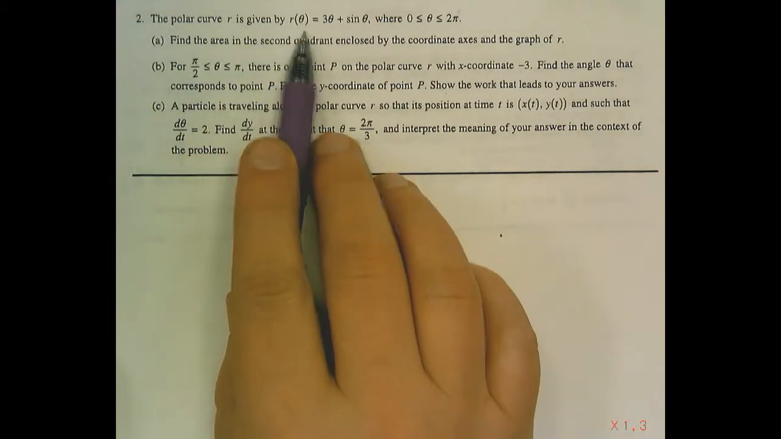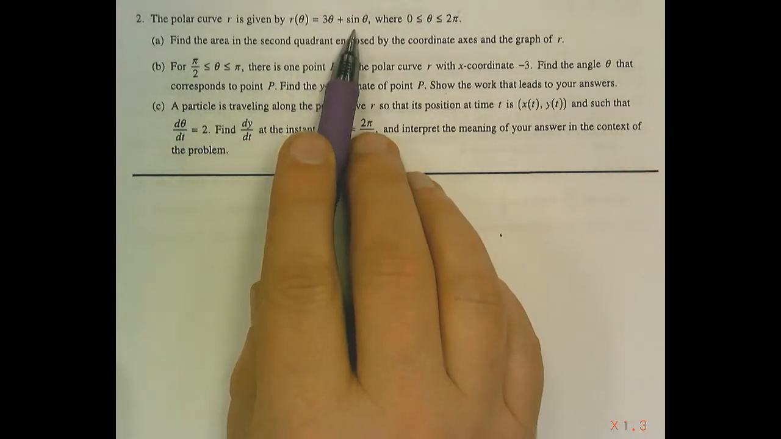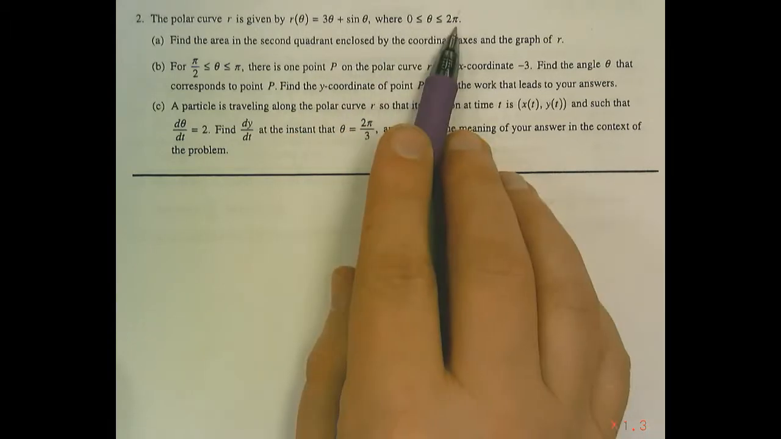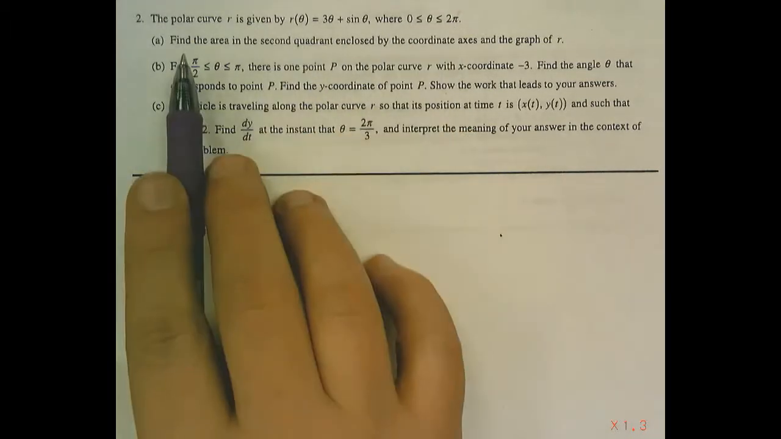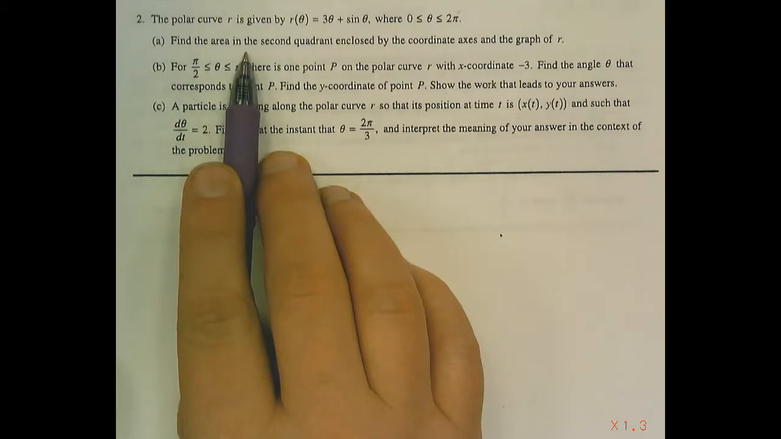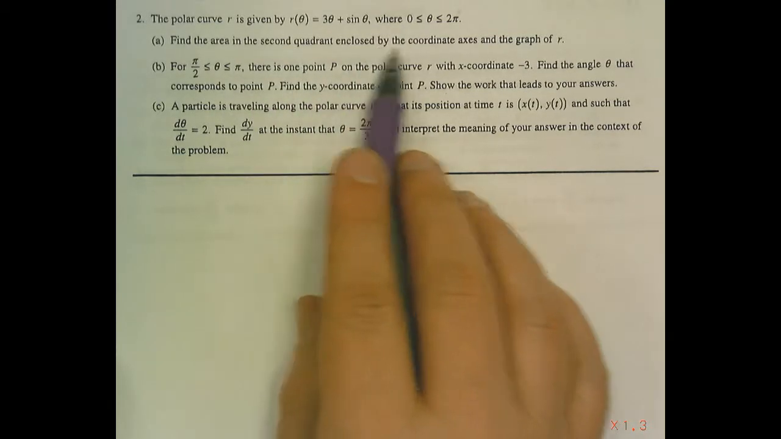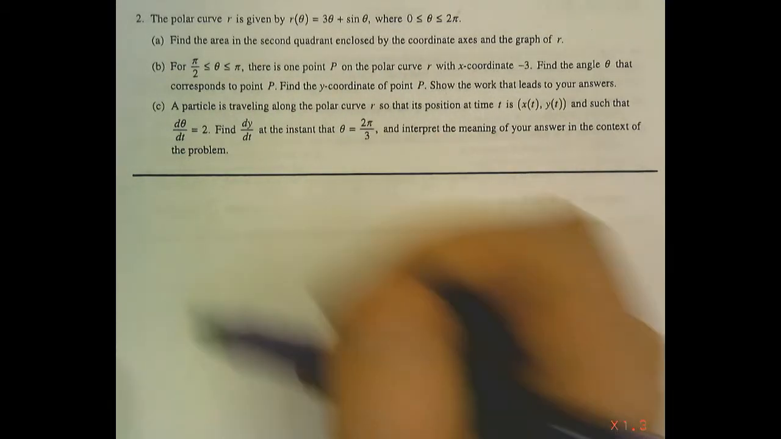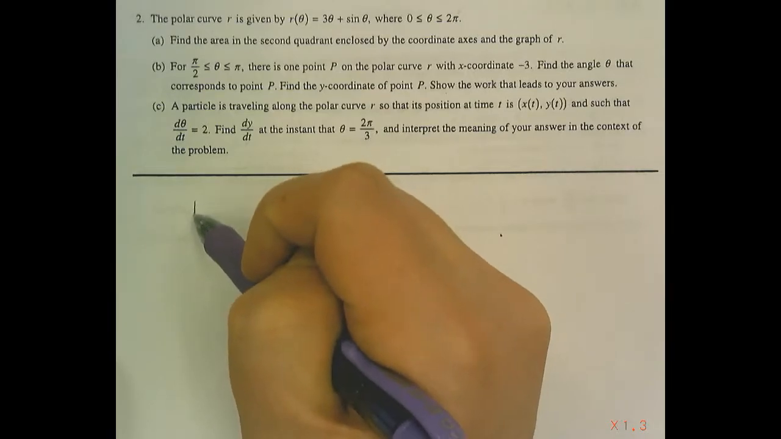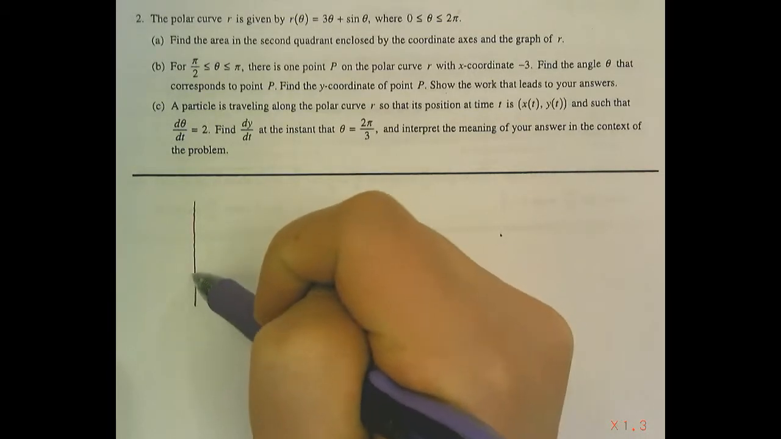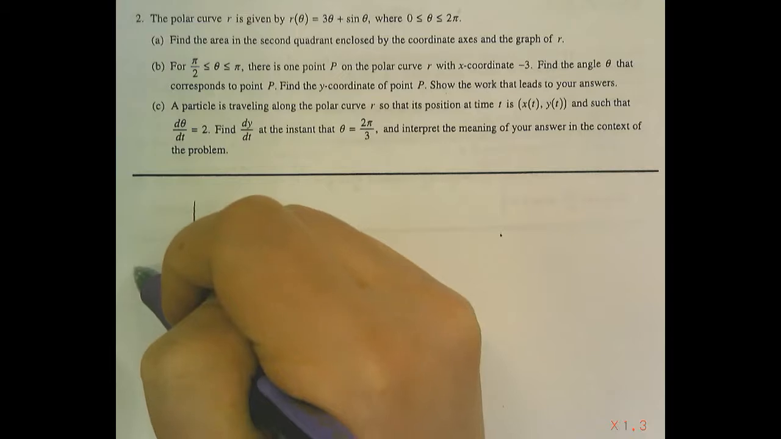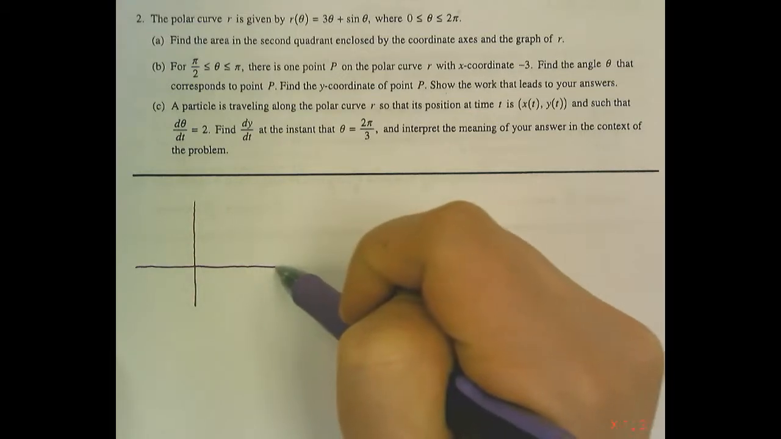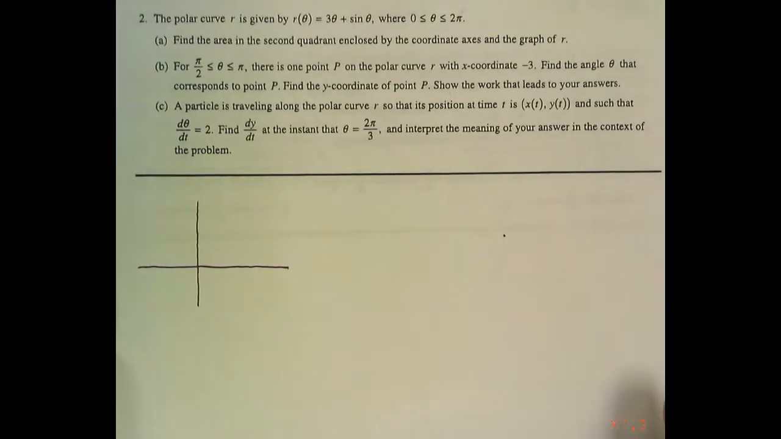Polar curve given by r equals 3 theta plus sine theta between the angles of 0 and 2 pi radians. In part A, they asked us to find the area in the second quadrant enclosed by the coordinate axes and the graph of r. Now, this is a calculator active problem, so you should be able to sketch this with no problem using the aid of a calculator, but pretending you don't have one.